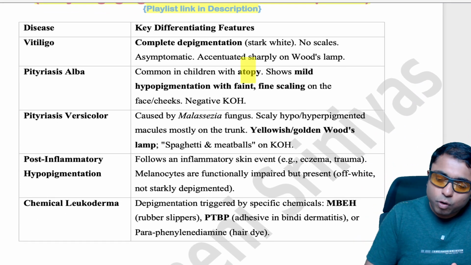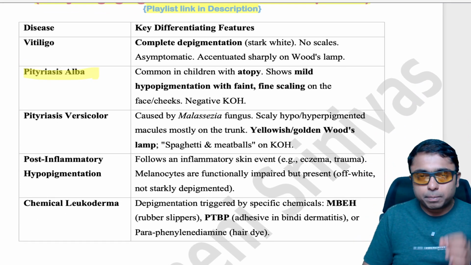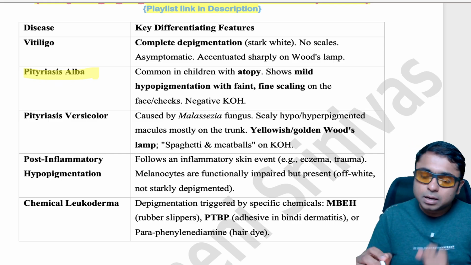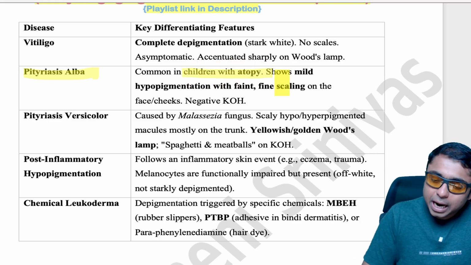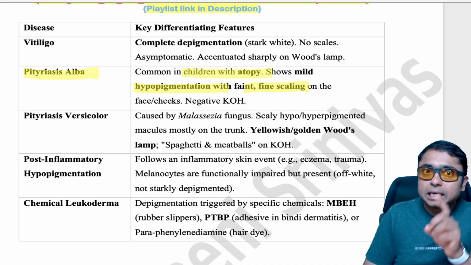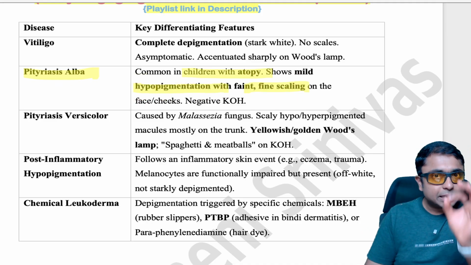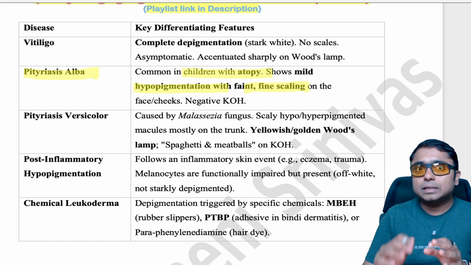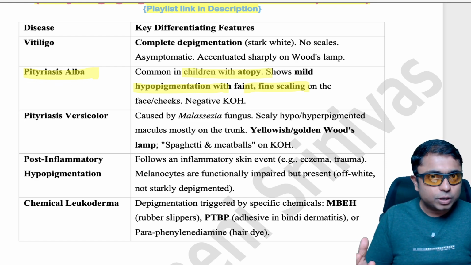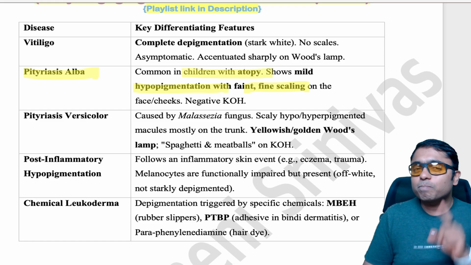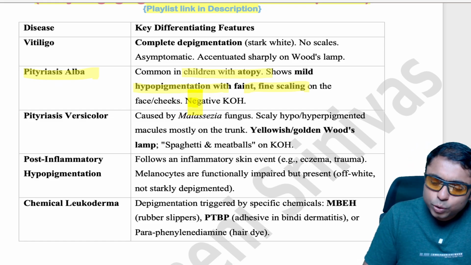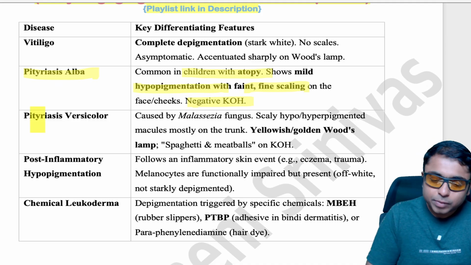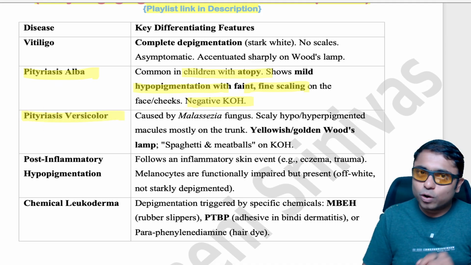So vitiligo, you have already seen that. Pityriasis alba, remember this is a type of eczema, so it is associated with atopy, especially seen in children, and it shows mild hyperpigmentation with faint fine scaling. That is the reason why the term pityriasis is used. Pityriasis, whenever you see, remember it is associated with scaling. What are other pityriasis which you can remember? Put your answer in the comment section below. I will tell the answer at the end of this video. And if you do a KOH, it's going to be negative.